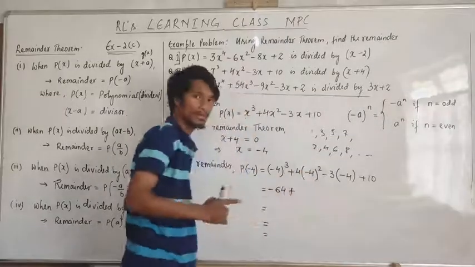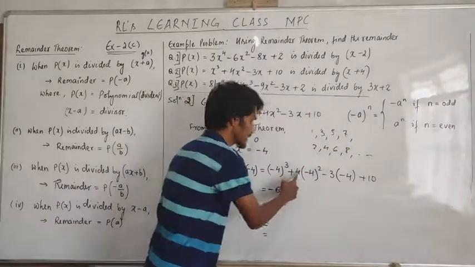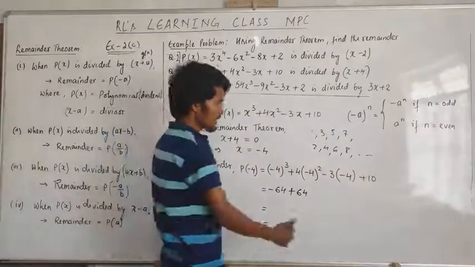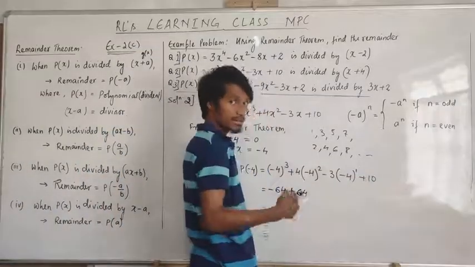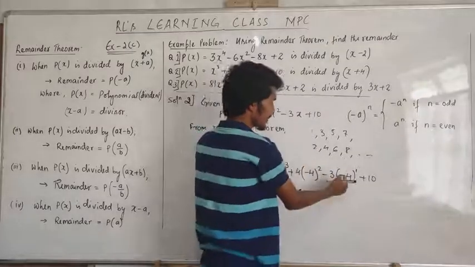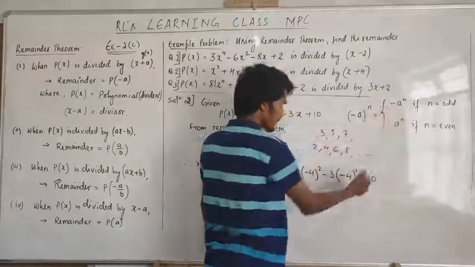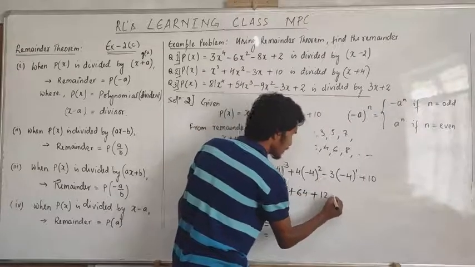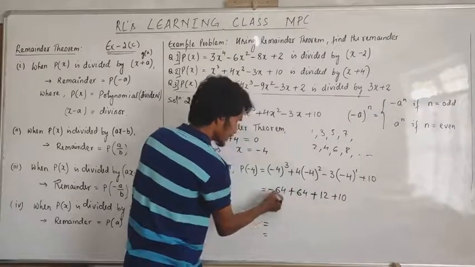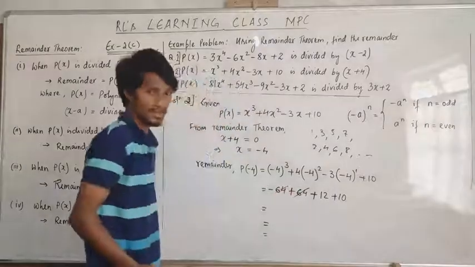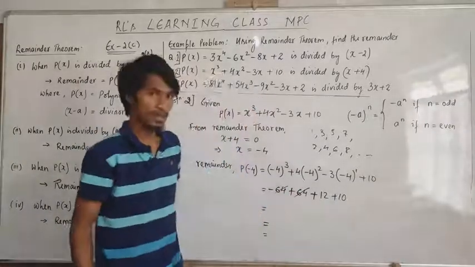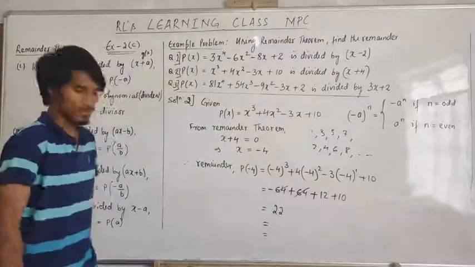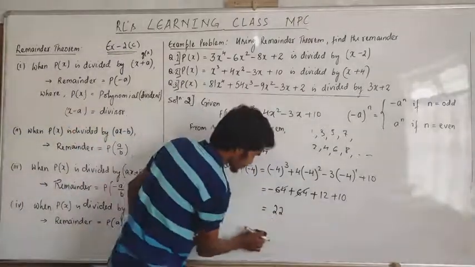Then 4 to the power 2 will be 16. Then 16 into 4 again is 64. But here again this is power 1, an odd number, so the minus will remain. Then minus minus plus. Then 3 into 4 is 12 plus 10. Here is minus and here is plus 64, they cancel. Then we get here 12 plus 10, how much? 22. Now this will be the remainder of this question.